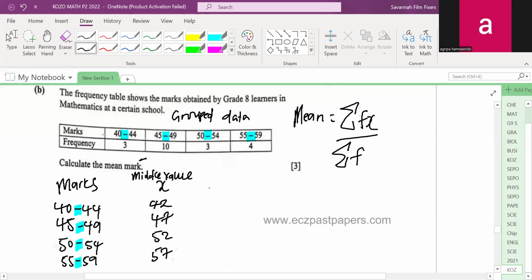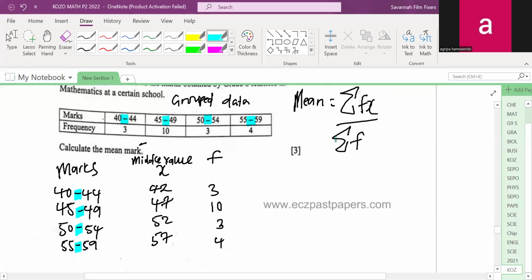Then the formula is telling us, and we now have frequency as well. So frequency, they are 3, 10, 3, and 4. If you look at this formula here, it wants us to know the summation of frequency. So we have to get the total frequency here. To get the total frequency, we have to add everything together. So 3, 13, 16, 20. So here we are sorted.